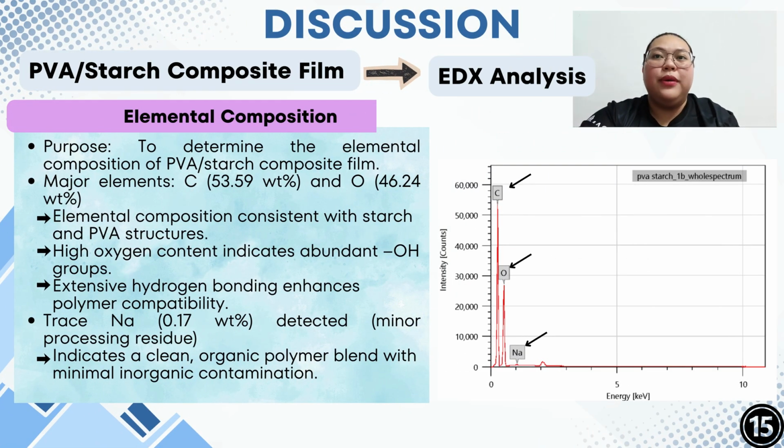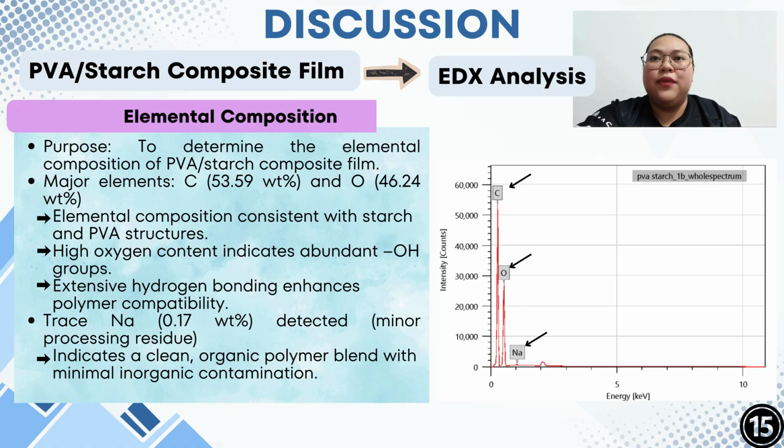Moving on, we perform elemental analysis of the PVA starch composite film using energy dispersive X-ray spectroscopy, or EDX. The main goal was to determine the elemental composition of the film. The analysis showed that carbon and oxygen are the dominant elements, contributing 53.59% and 46.24% by weight, respectively.